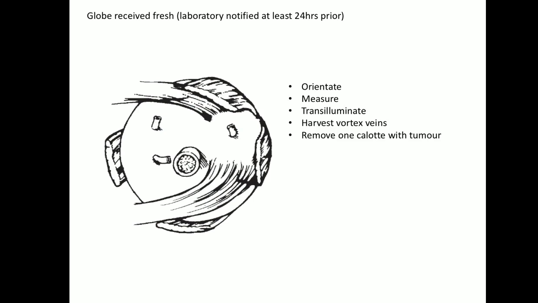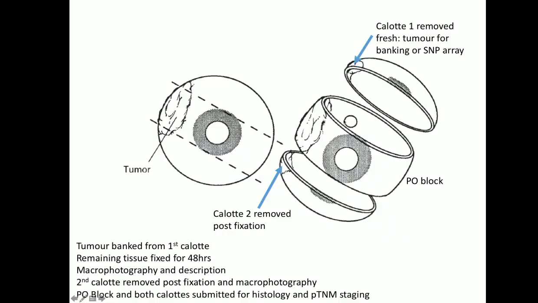So what we've decided to do in collaboration with Michael and with Max, who are the surgeons that have been referring to me so far, is we orientate the eye while it's fresh. We know that it's coming at least 24 hours ahead. We transilluminate it, measure it, and then we harvest the vortex veins, and then we remove one calotte. So when we transilluminate, we know where the tumour is, and hopefully when we take one cap off, we'll catch some tumour in there. That leaves the rest of the eye, which we submit into formalin and fix that really well. It actually fixes faster because now it's opened.